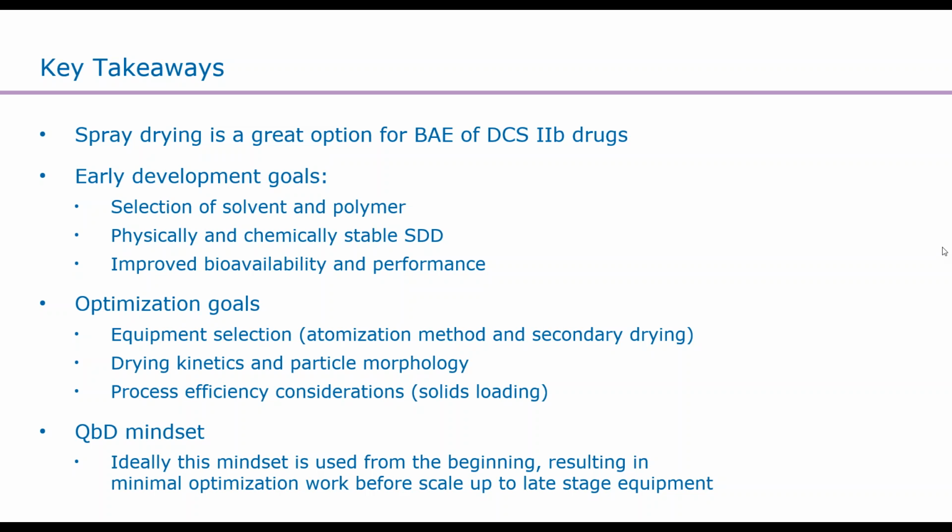So here are a few key takeaways from the first portion of this talk. First, spray drying is a great option for bioavailability enhancement of DCS-2B drugs. In early development, you'll need to lock in your solvents and polymer and ensure that you are making a physically and chemically stable SDI with improved bioavailability and performance. As you look to optimize your process, you'll want to make equipment selections, such as the atomization and secondary drying methods, determine your optimal drying kinetics and particle morphology, and also consider how to improve the efficiency of your manufacturing process, such as by increasing the solids loading.